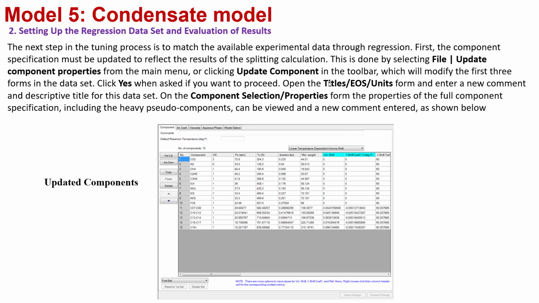You need to open the title EOS unit form and enter the new command and the descriptive title for this dataset. Besides that, on the component selection properties, the full component specification, including the heavy plus component, can be viewed and a new command entered as shown below. This is the updated component after you perform the tuning process.